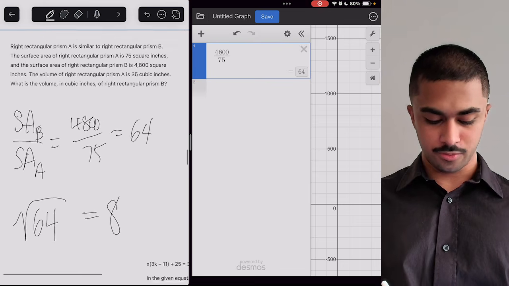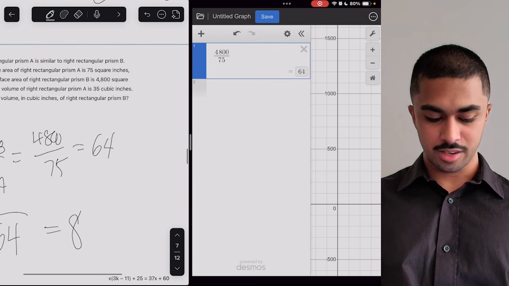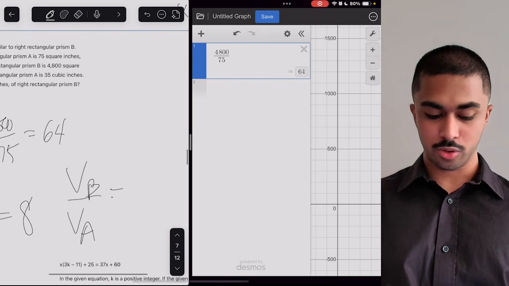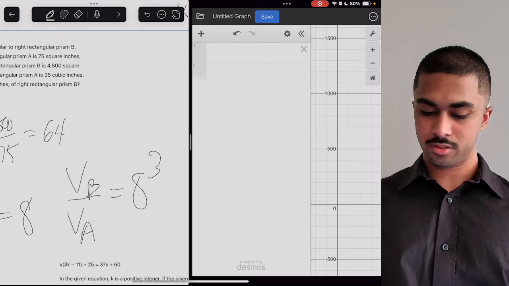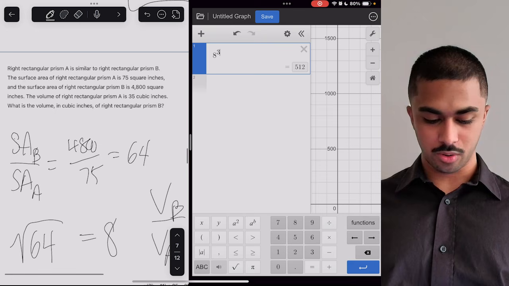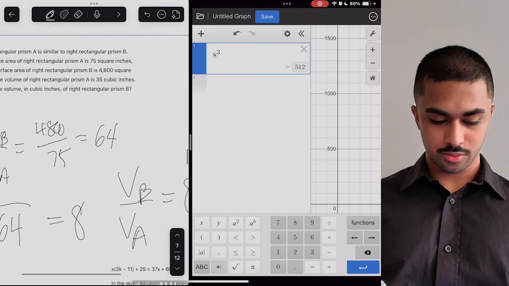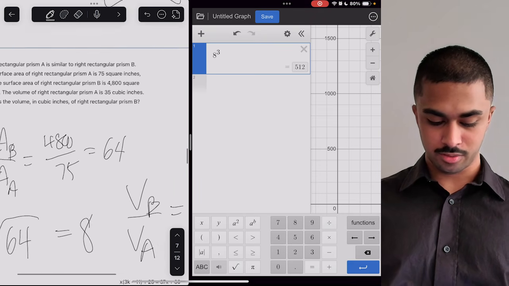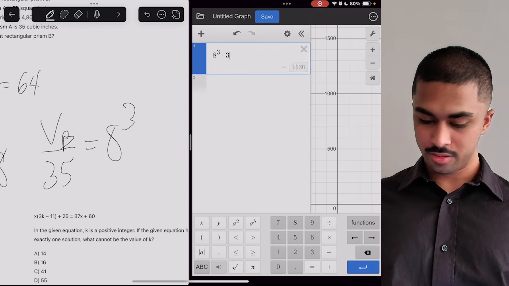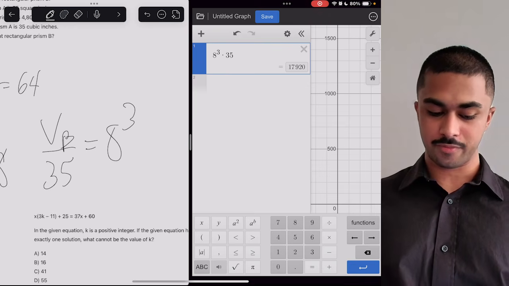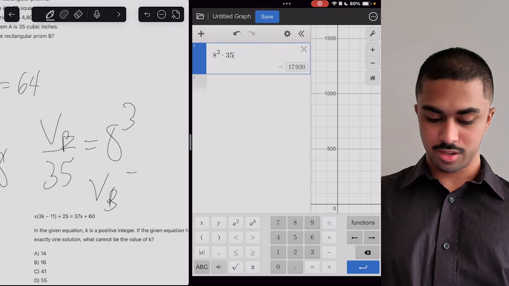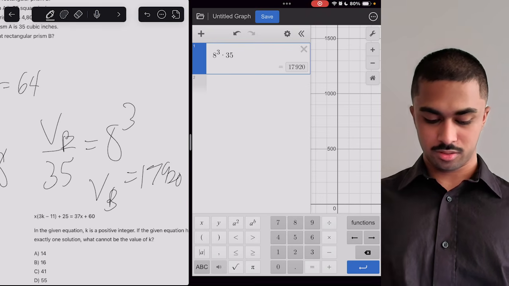So if the scale factor is 8, that means that the volume of prism B divided by the volume of prism A is going to be the scale factor cubed. What is that? 8 to the power of 3, 512. So we know that the volume of prism A is 35, so we can replace this with 35. If we solve for this, like if we isolate the volume of prism B, then we get this. Volume of prism B equals 17920.